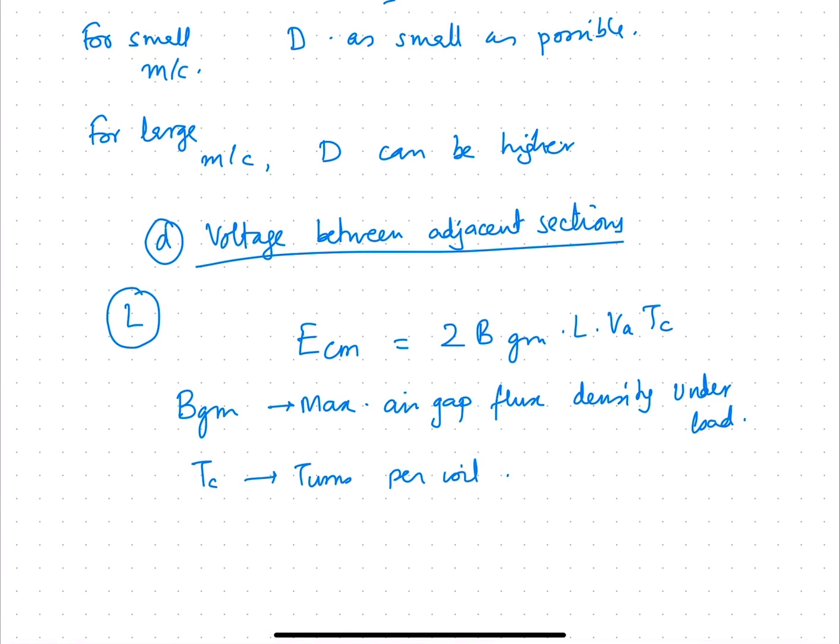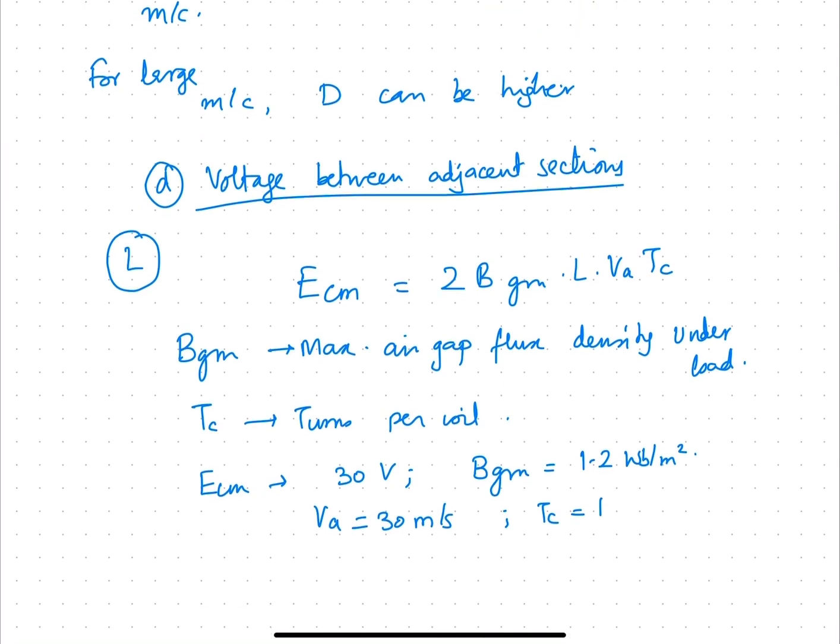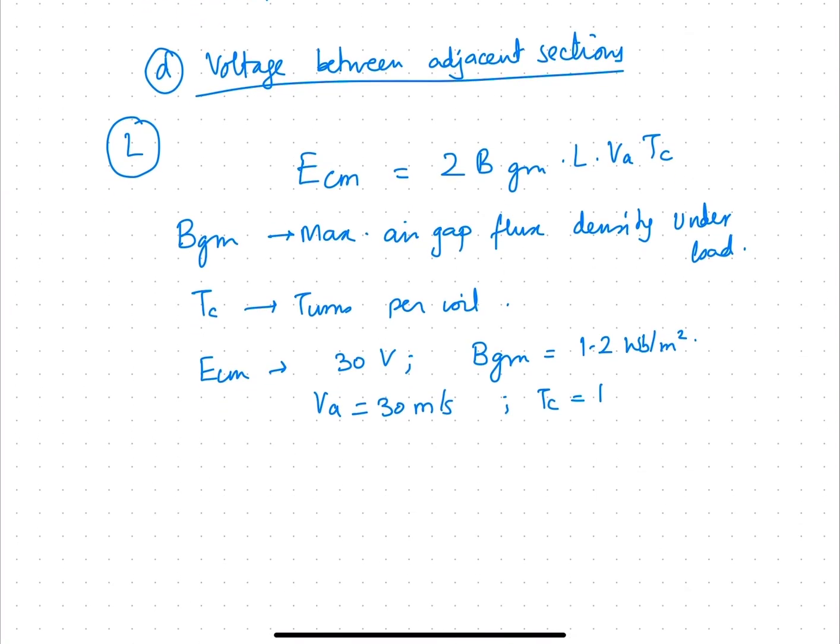This ECM is around 30 volts, BGM is around 1.2 Weber per meter square, VA is equal to 30 meters per second, and TC is 1 for a single turn coil. When you substitute these values in this equation, you come to the conclusion that this L is approximately 0.4 meters.